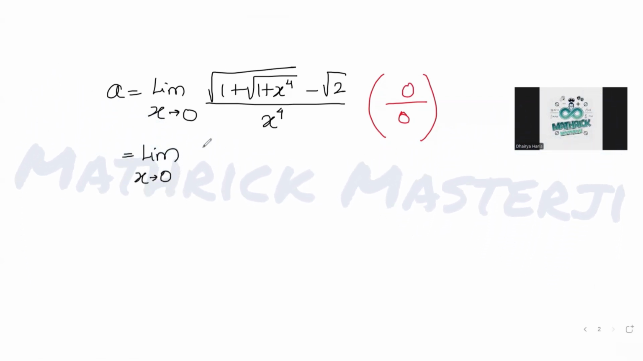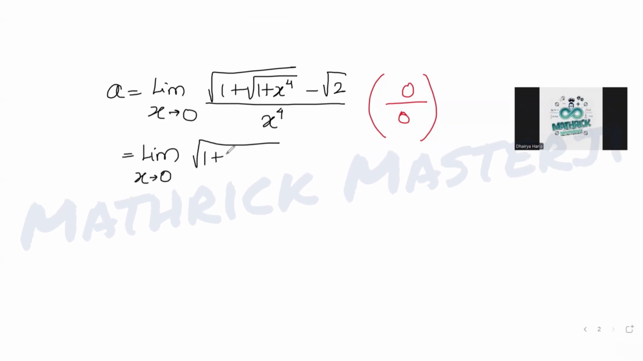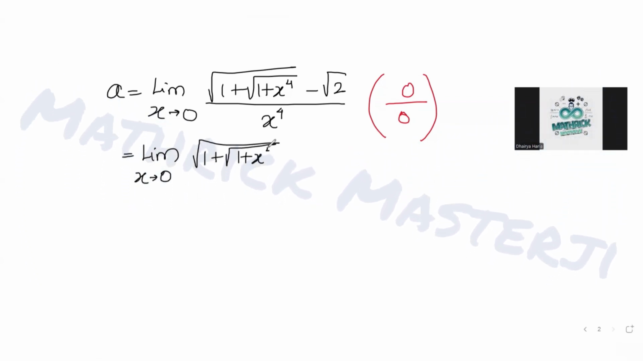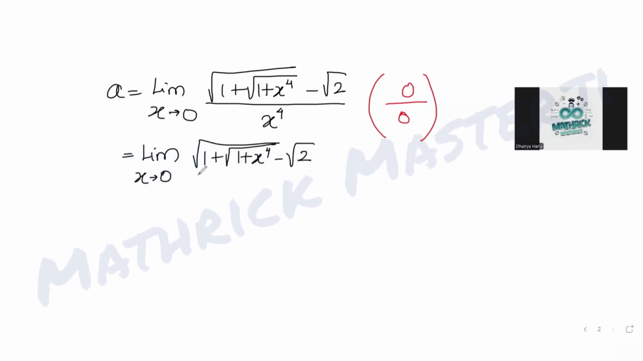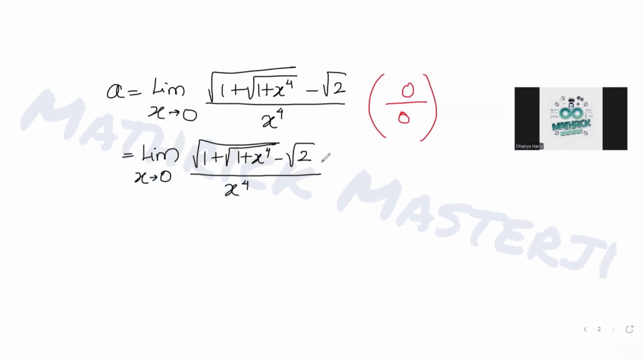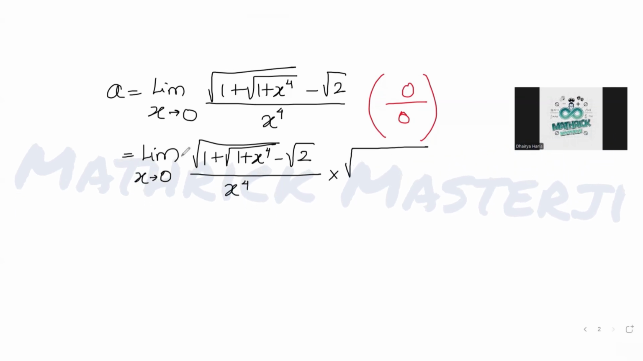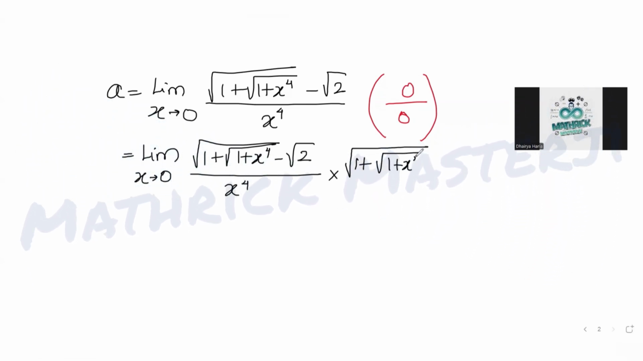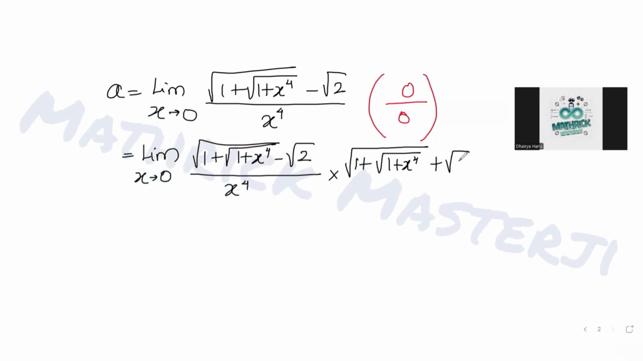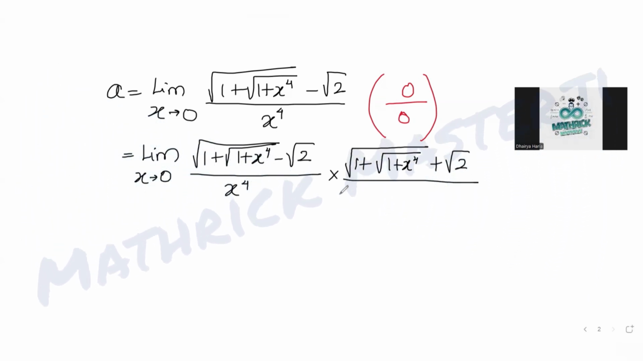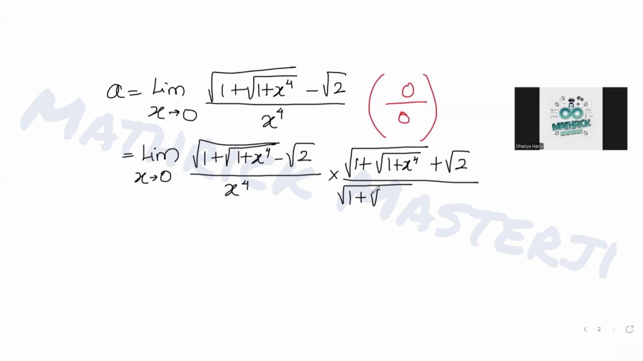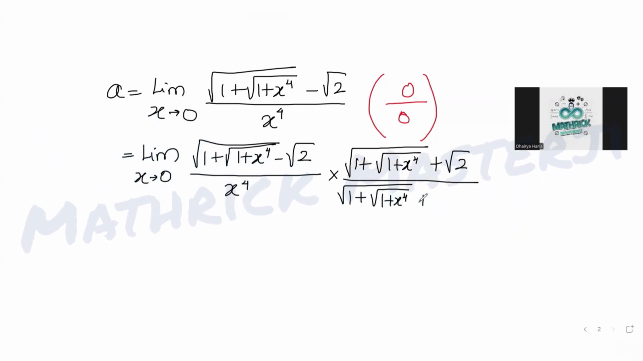So limit x tends to 0 of square root of 1 plus root of 1 plus x to the power 4, minus root 2, divided by x to the power 4, multiplying and dividing by the conjugate of that entire expression. So I get square root of 1 plus root of 1 plus x raised to 4, and instead of minus, I will multiply and divide with plus, putting plus in between the two expressions.